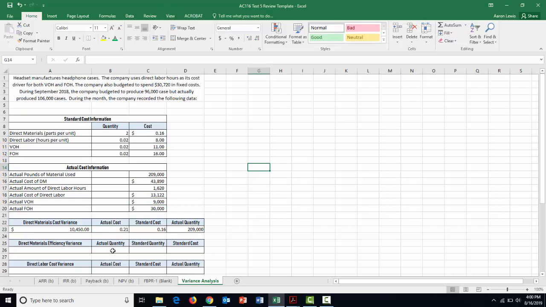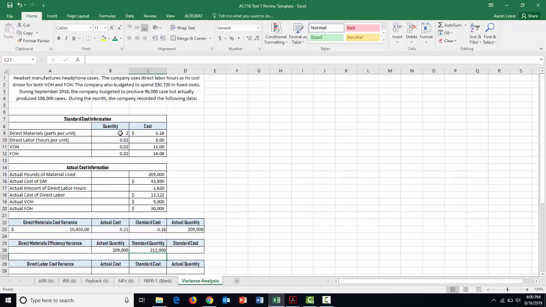So we can go back to our information to figure out our direct material efficiency variance. The actual quantity of materials that we used was 209,000. Our standard quantity should be equal to the amount of materials we plan to use per unit that we produced, which is 2, times the number of units we actually produced. How many actual cases did they make? They made 106,000, the number that we used for our flex budget before.